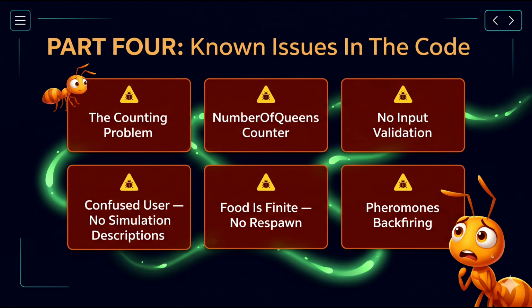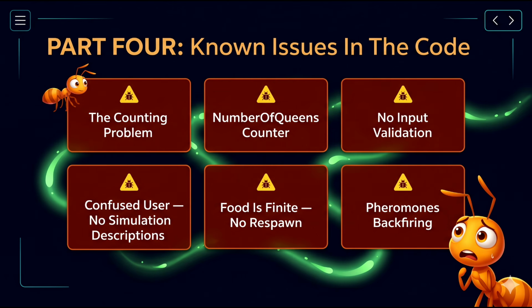Bug 6 is the pheromones backfiring. An ant returning to the nest drops pheromones. Other ants are attracted to those pheromones and move towards them. But an ant that just picked up the last food from a cell also drops pheromones on the way back home, pointing to a now empty cell.